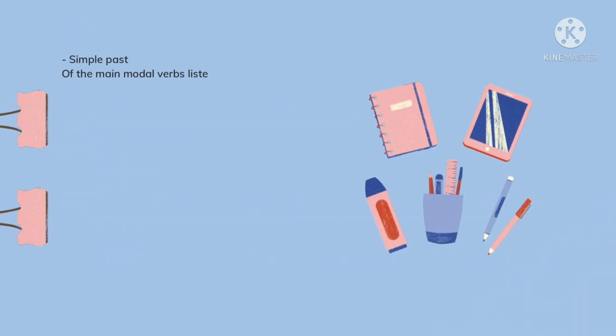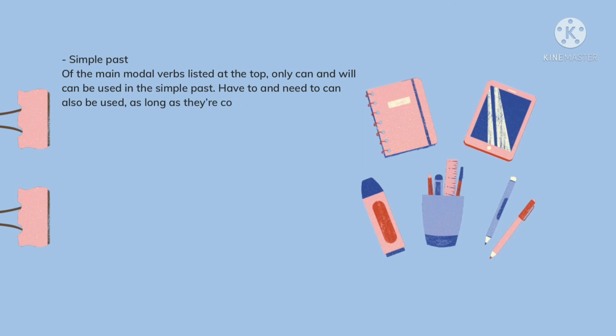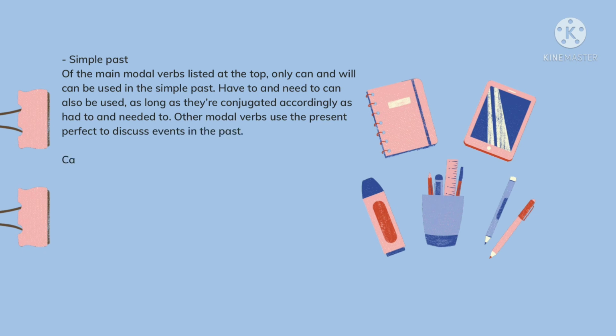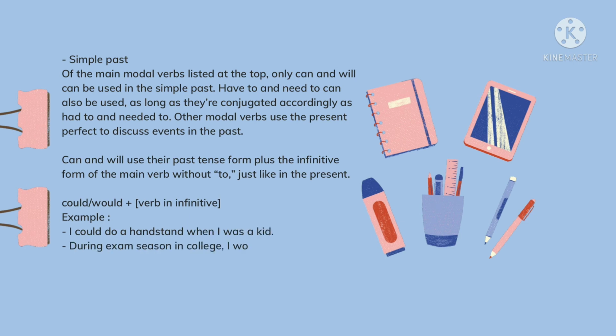Simple past. Of the main modal verbs listed at the top, only can and will can be used in the simple past. Have to and need to can also be used, as long as they are conjugated accordingly as had to and needed to. Other modal verbs use the present perfect to express the past. Can and will, in their past tense form, plus the infinitive form of the main verb, just like in the present.